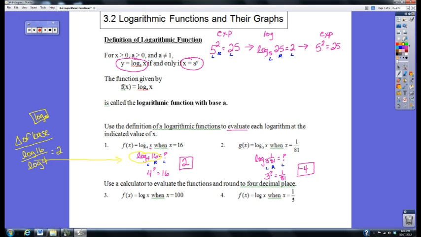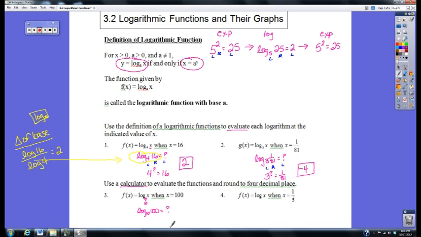So for number 3, we are actually going to use a calculator for this one. Now this just says log. Notice right there there's no base. If there's no base, it is an understood 10. So that is log base 10 of x when x is 100. So this is log base 10 of 100 equals something.